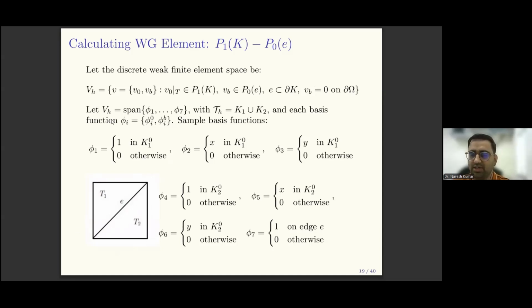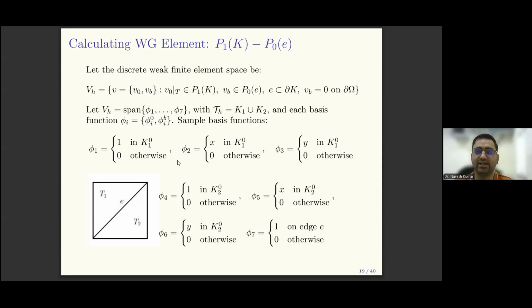Okay. So here VH can be spanned by basis functions phi 1, phi 2, up to phi 7. And tau h is the collection, the union of two elements. Here is just a notation mistake, it should be T1 union T2. And here is the interesting point you have to notice: phi I has two components, phi naught and phi b. Phi naught for the interior and phi b for the boundary.